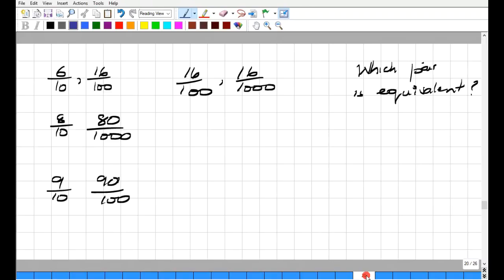It says which pair is equivalent. So we have 4 pairs here. Let's say this is A, this is B, this is C, and this is D. To find out if they're equivalent, we're going to reduce. Can these be reduced?